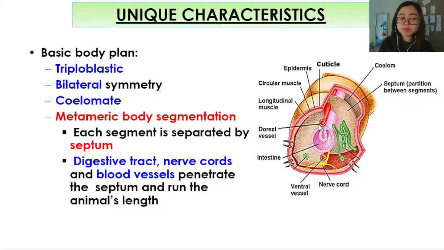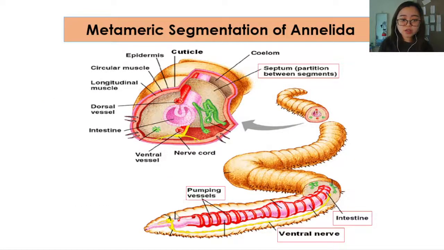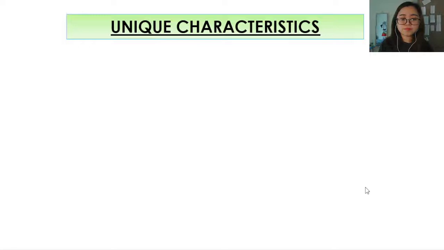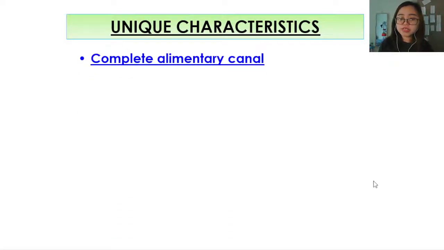Tapi bila dia sampai septum, dia macam ada lubang lah pada septum. It will penetrate the septum. So as you see here, this is a cross section. But down here, we have kind of a better picture of how the whole body of the worm would look like. So walaupun dia ada septum yang bahagikan setiap segment, digestive tract, nerve cords, and blood vessels are still continuous. Okay, move on to other unique characteristics. Annelids have also mastered having a complete alimentary canal, so mouth, anus, different holes.